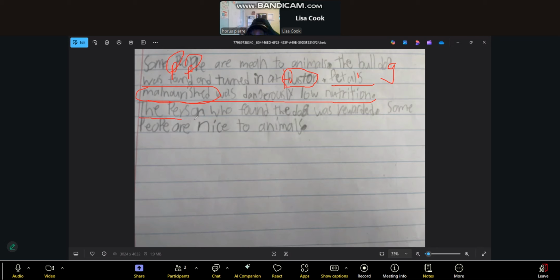Now, the person who found the dog was rewarded. No, it was not that. They're offering a reward for the person who committed it. This was not correct. Some people are nice to animals. Was this a paragraph about being nice to animals? No, it was not.